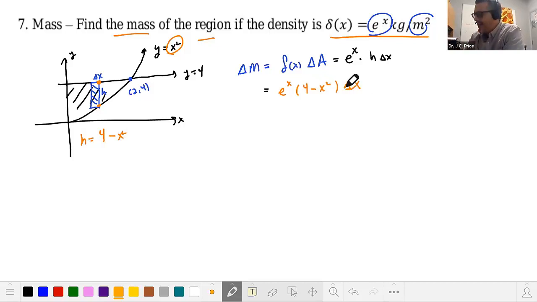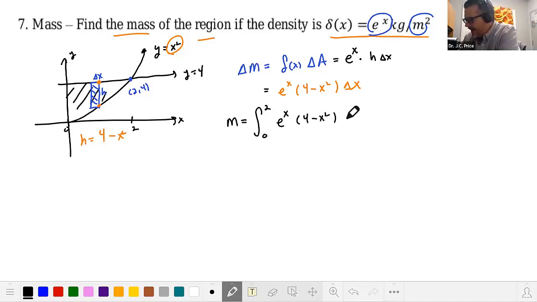And so what we need to do now is we need to do this integral. So to find the mass, we'll integrate. We'll add up all these little small m's, these little delta m's here, these are little increments of m. We're going to go from 0 over here to 2. So 0 to 2. And we have this e to the x, and then times this 4 minus x squared, and then delta x becomes dx, sorry.